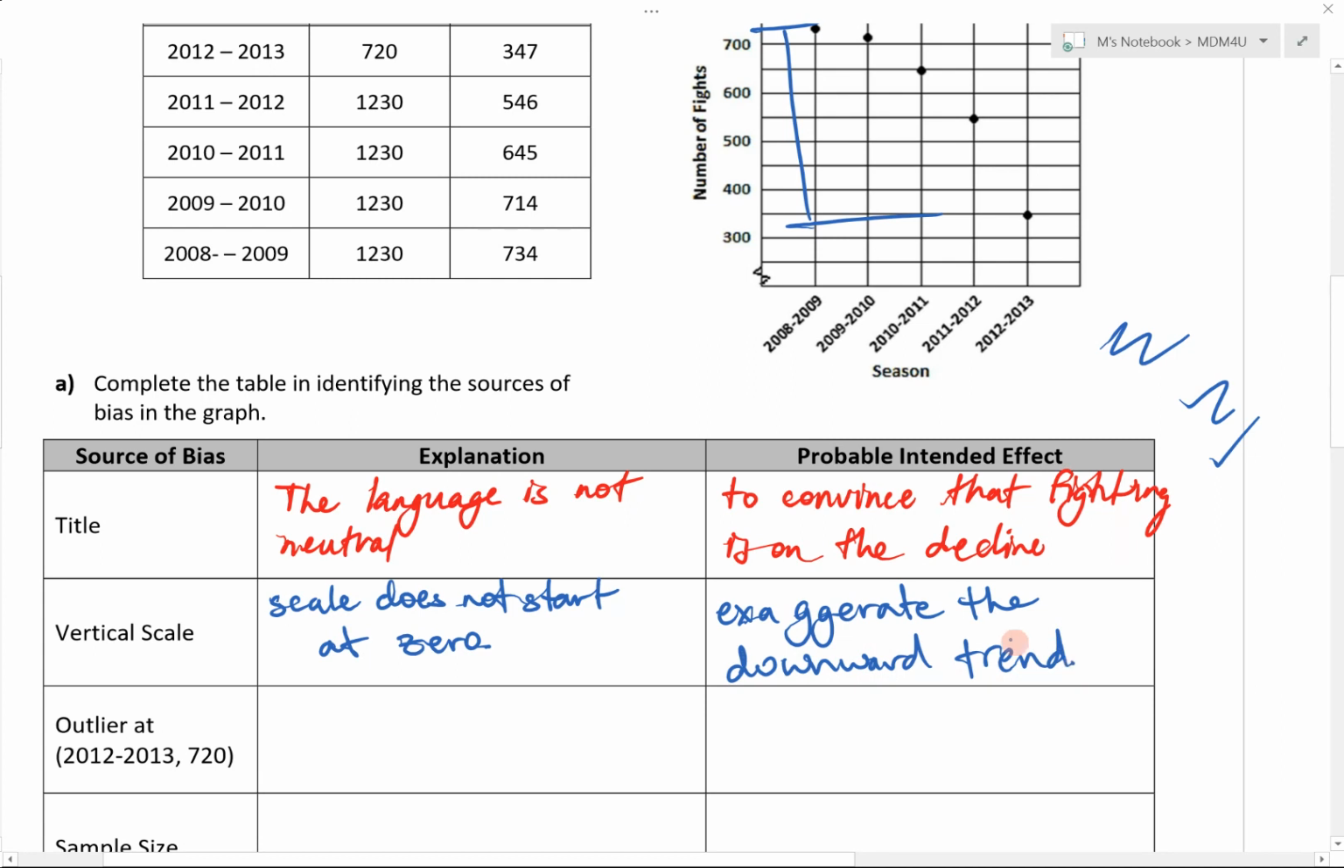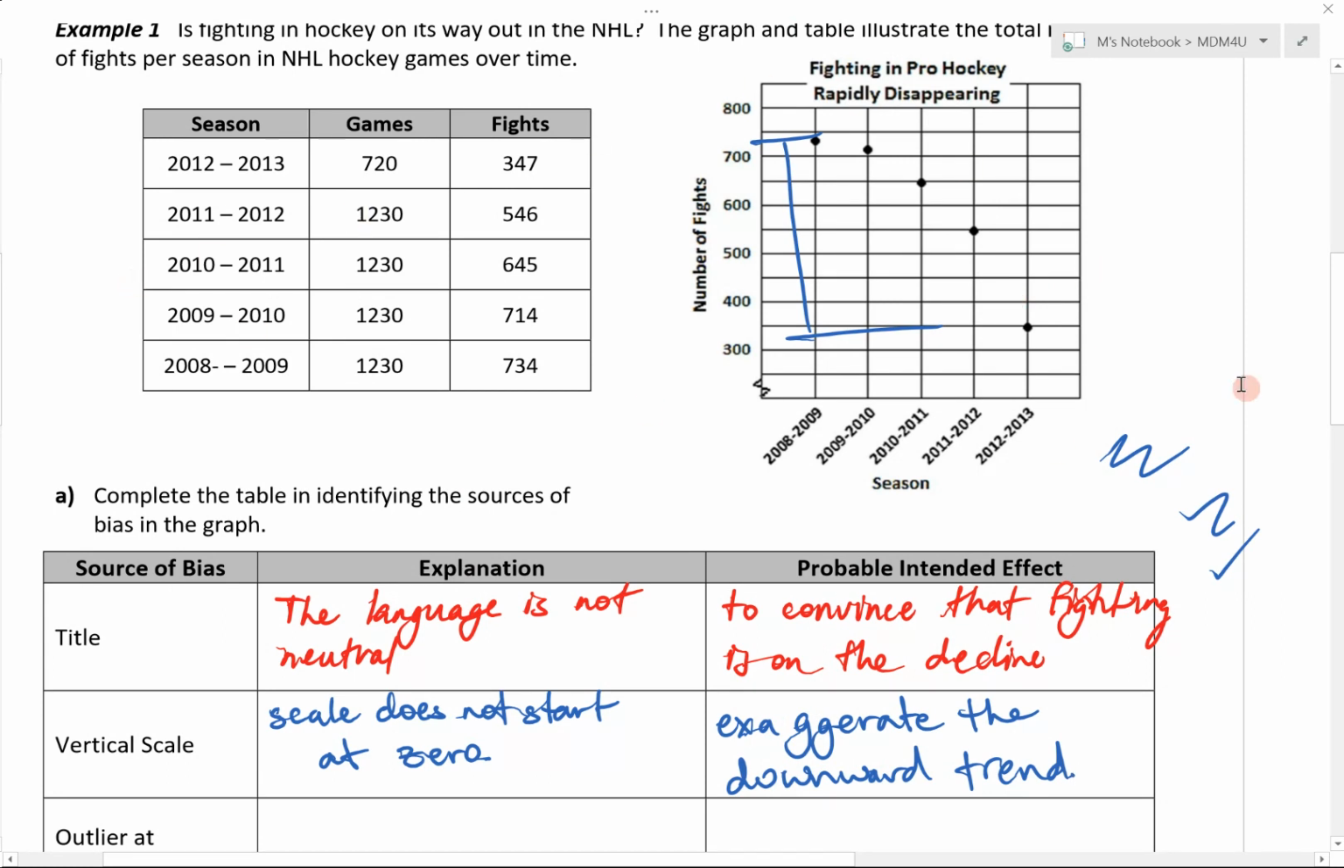Okay. What about the outlier at 2012 and 2013? This is a huge outlier down here. And there's a big historical reason they're not even talking about in the presentation of the data. There were only 720 games played. You may have missed it very easily here. Well, what happened to this season over here? Well, there was a strike. So there's this hidden variable, a strike, that would have caused a huge drop in the number of fights. Because if there weren't as many games, then of course there wouldn't be as many fights.